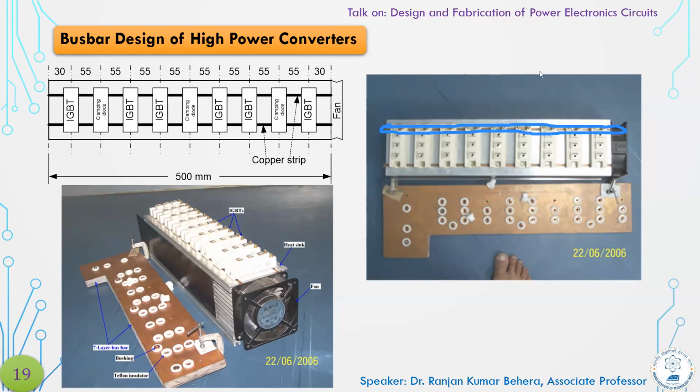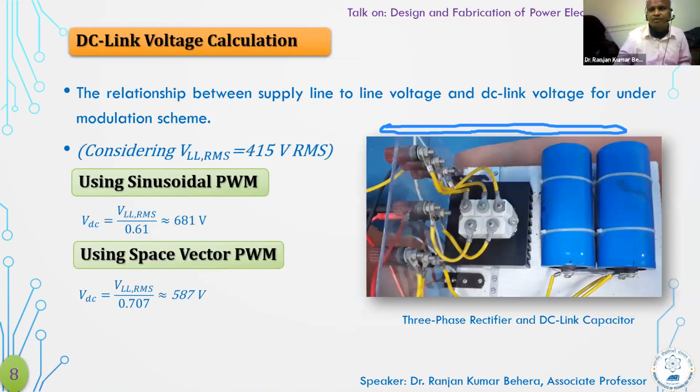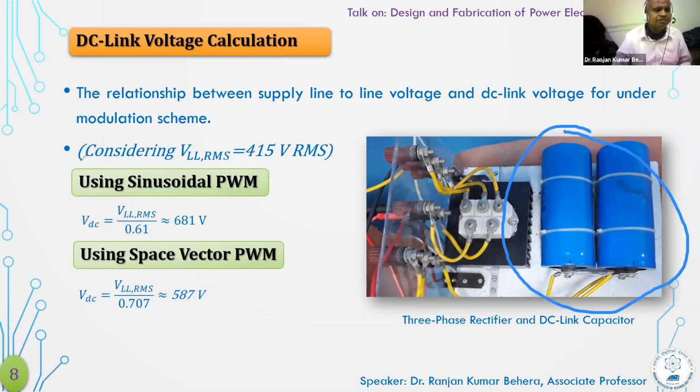So this way we developed this one, the complete unit, and then we design it component-wise. For example, how to design this capacitor. This capacitor is a high power capacitor. It needs to be designed considering the worst case.